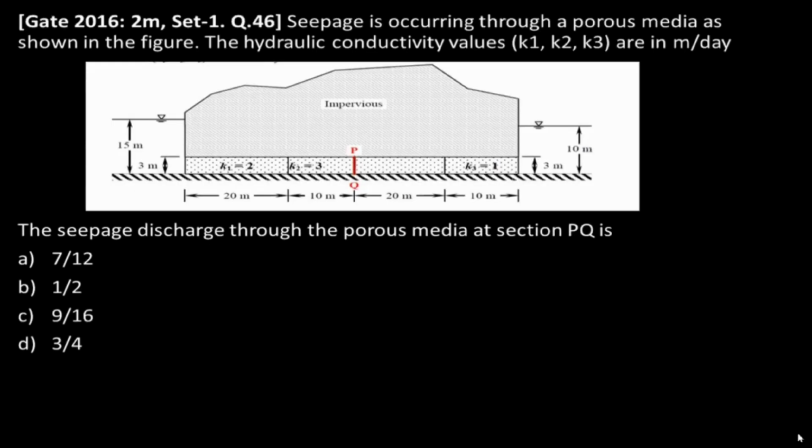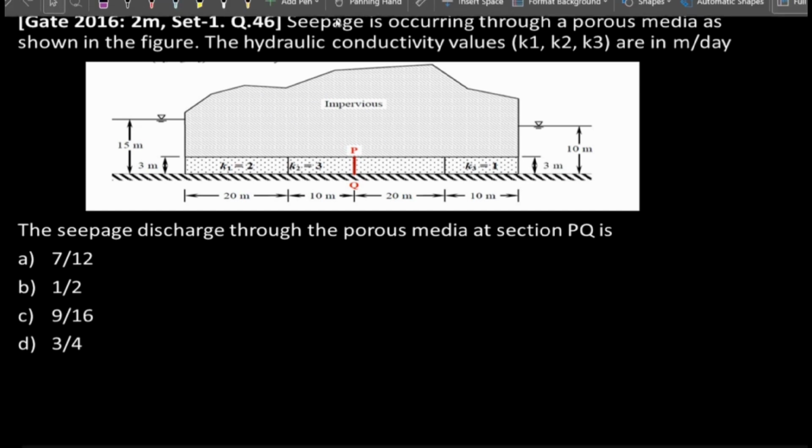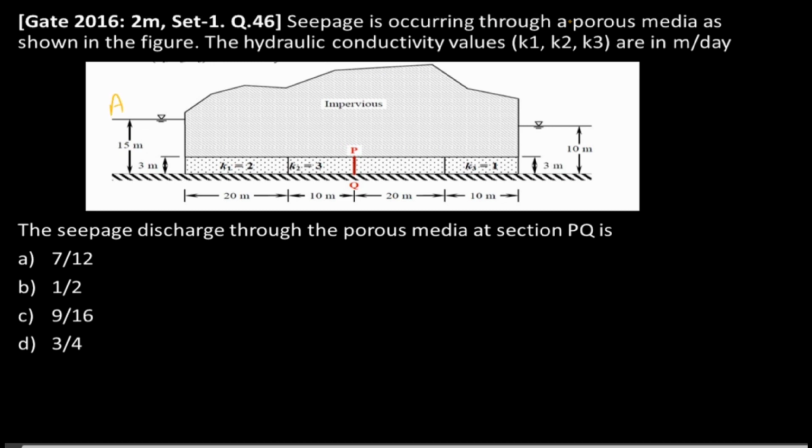If you see this question, you might be thinking that the flow is parallel to the bed plane. But if you see the water table at point A, we'll name it as point A, point A is 15 meter and point B is 10 meter. So the flow is vertical.